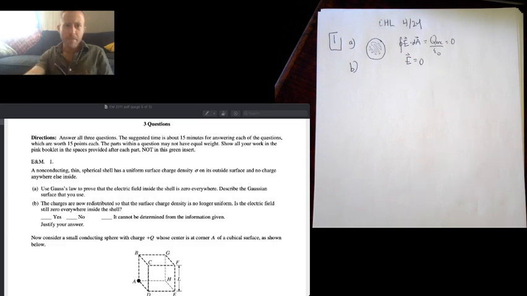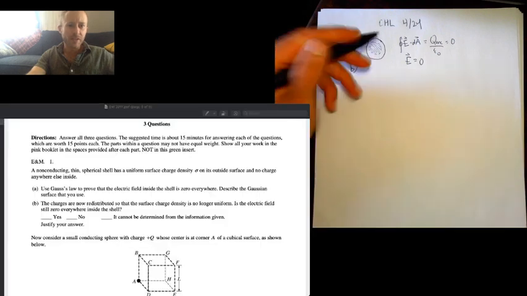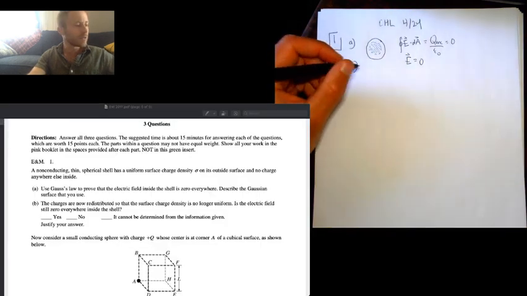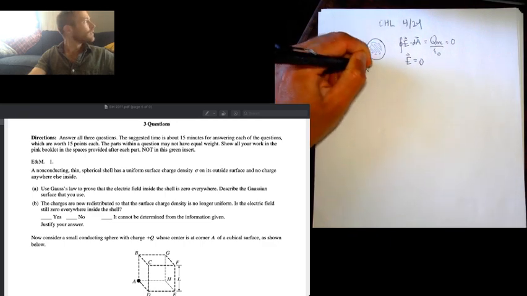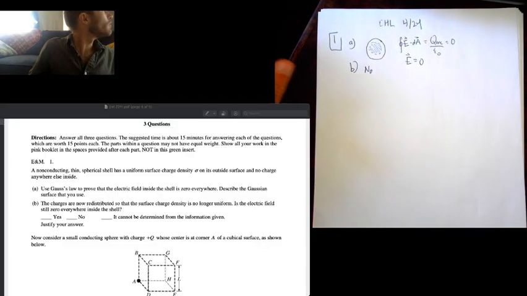So is the electric field still 0 everywhere inside the shell? I would say no.